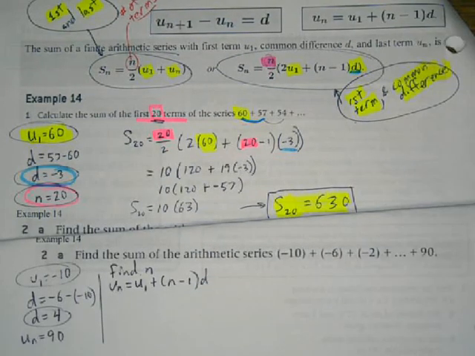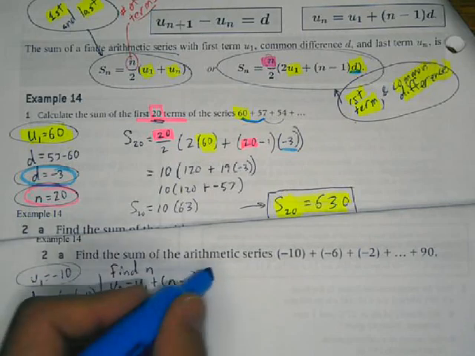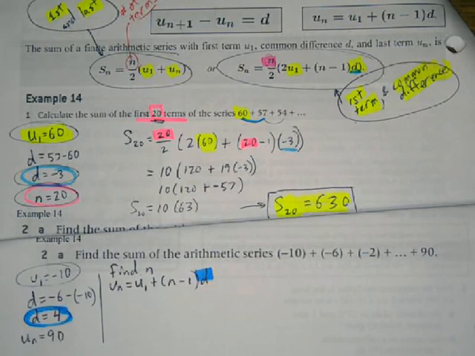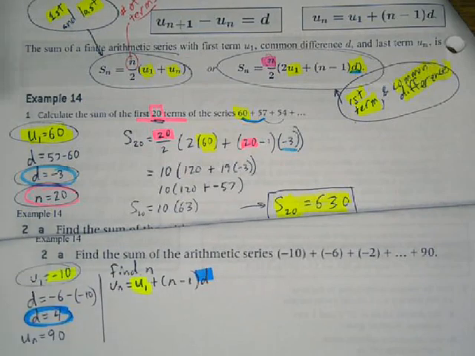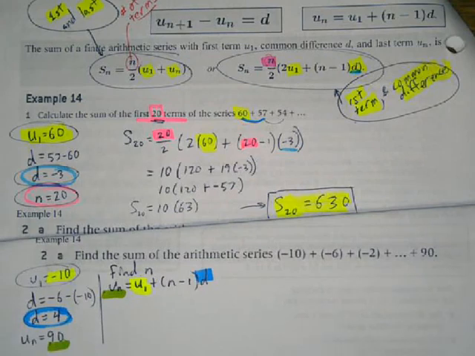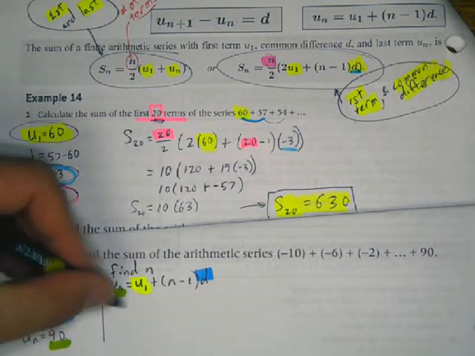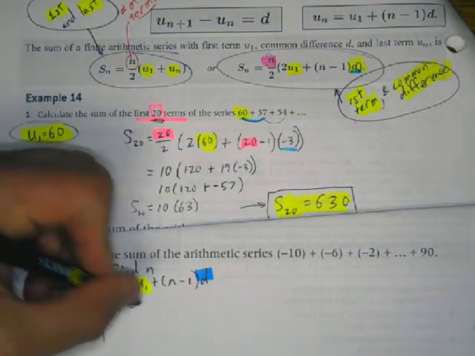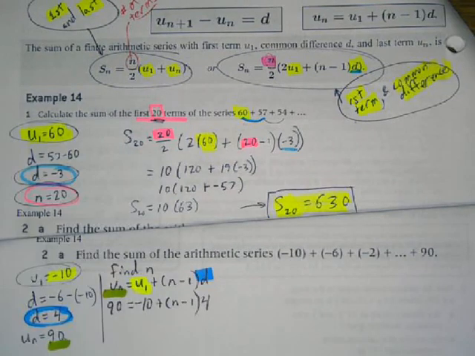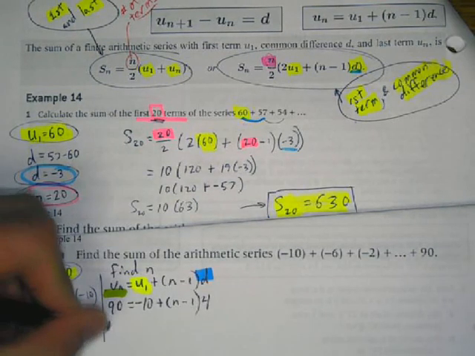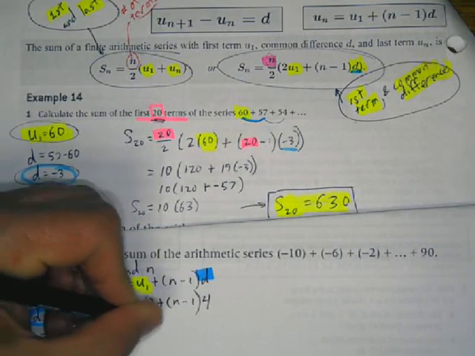Okay, so we know that d is 4, and we know our first term is negative 10, and we also know that our final term is 90. So now we can go ahead and solve this. So 90 equals negative 10 plus n minus 1 times 4. First thing I'm going to do is add 10 on both sides. I get 100 equals n minus 1 times 4.